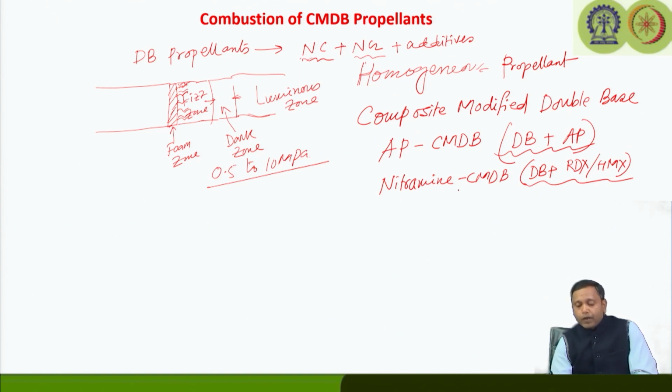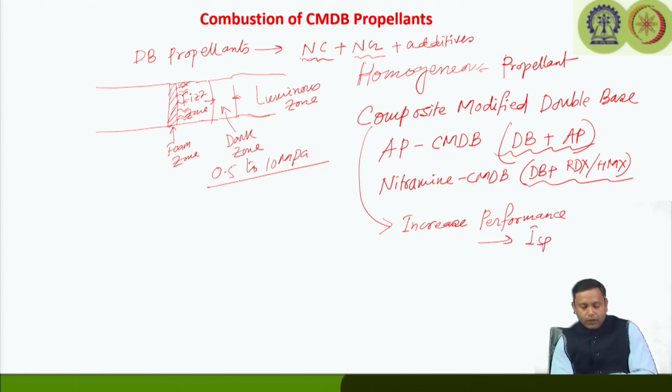Whereas, in the case of nitramine CMDB propellant, we may see that the flame structure is not very different from the double base propellant, or the zonal existence we have seen for double base propellant is almost similar to what we observed earlier. It will be almost retained. There will be some difference because nitramine is going to provide some additional oxidizers which will help in burning the double base propellant, and eventually increase the performance. That is the main objective for modifying the double base by adding some additional oxidizer: to increase performance. The flame temperature is going to increase, so it is going to increase the Isp.